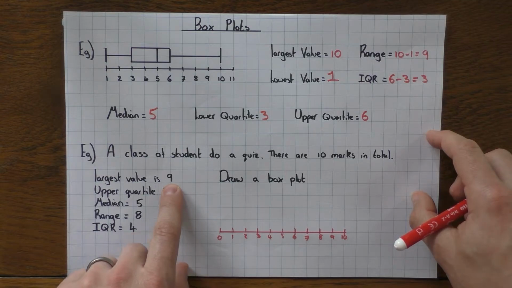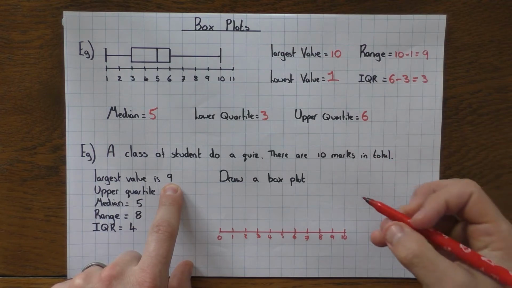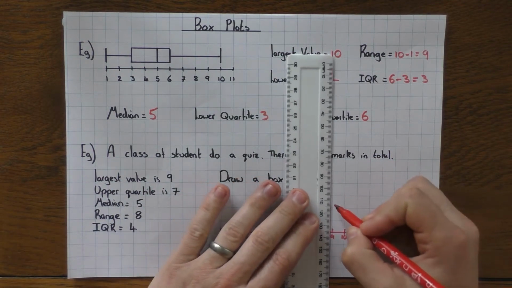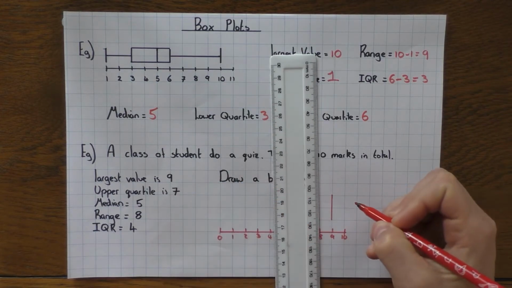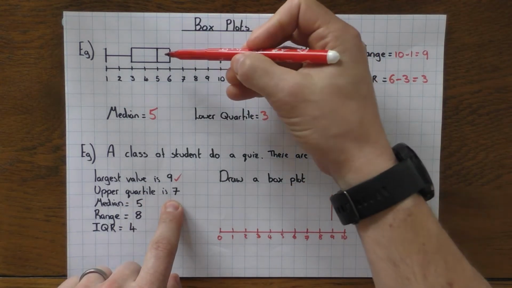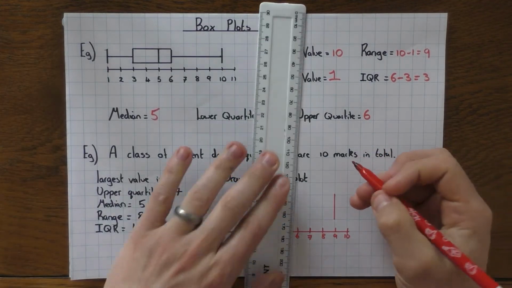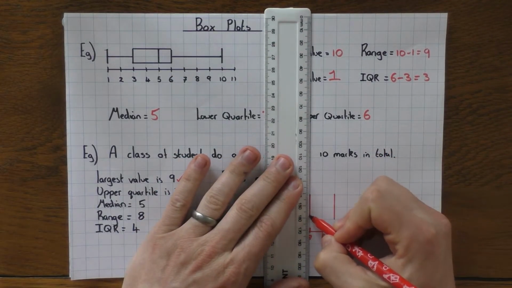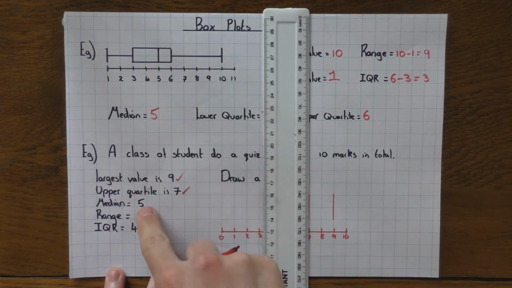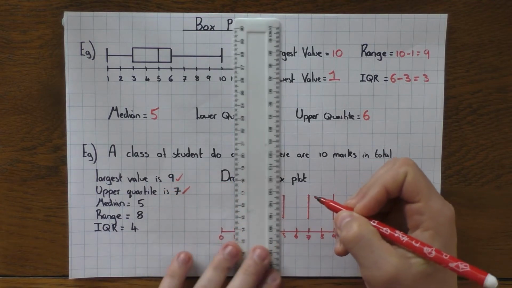So let's start putting our values down. The largest value is 9. Like I said, the largest value is that far line there, so I will put a line on 9. That's my largest value done. The upper quartile is 7, so that's that top line there. I can put my next line on the upper quartile, so that's done. The median, which was that middle line I talked about here, is 5 in this case, so I can put that there.